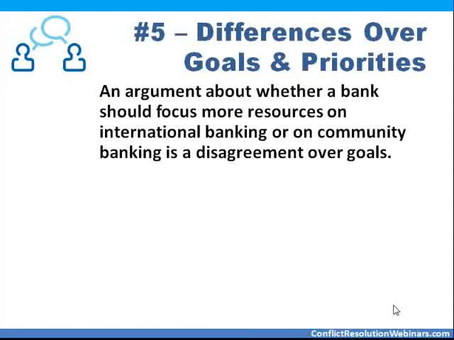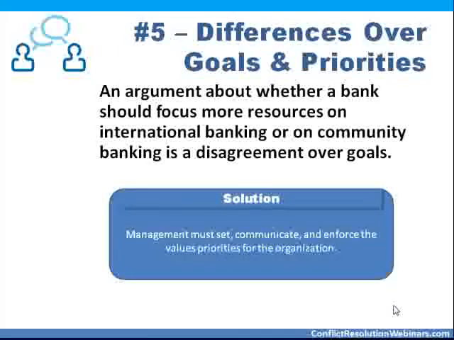Number 5, differences over goals and priorities. What should be done first? What should be done next? An argument about whether a bank should focus more resources on international banking or community banking is a disagreement over goals. And the solution to this is pretty straightforward.